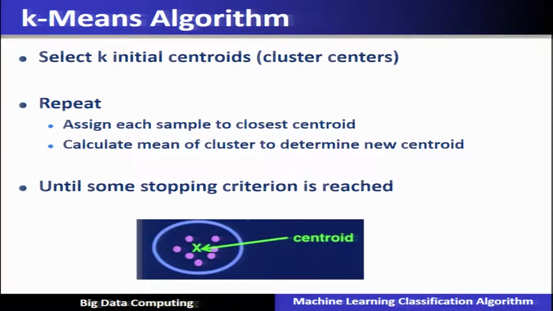Here, the K-means algorithm initially selects K initial centroids, which are nothing but the cluster centers. The next step is an iteration of 2 steps: assign each data sample to the closest centroid, and then calculate the means of the clusters to determine the new centroids. These 2 steps repeat until some stopping criteria is met.